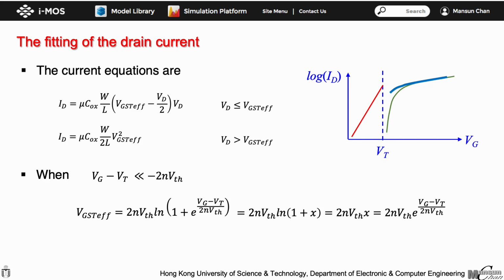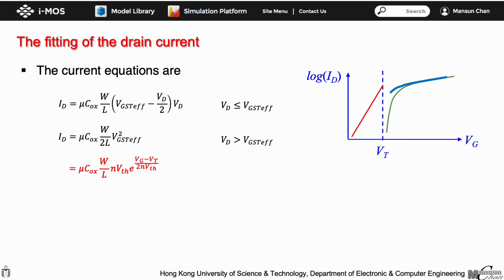So, we can safely substitute the value of VGST effective into the saturation region equations, and it will become the following. As shown by the equation, the drain current will have an exponential dependence on the gate voltage. It will give an exponential trend in the graph as shown here. The trend is now correct, with the current following an exponential function at Vg below Vt, and finally becoming linear at high Vg.